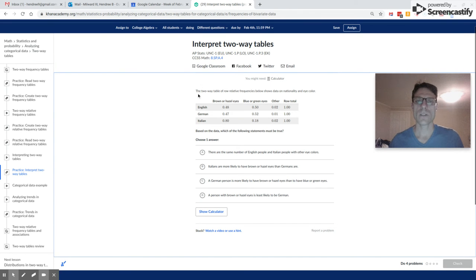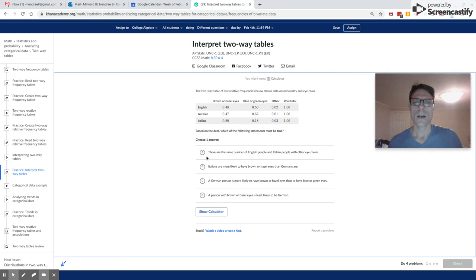So we're given this two-way table of relative frequencies that shows data on nationality and eye color. We're asked, based on the following data, which of the following statements must be true. Each statement can fall into one of three categories: it can be true, it can be false, or the data doesn't really tell us whether the statement is true or not. It could be either way.